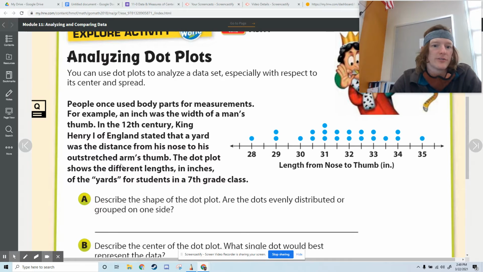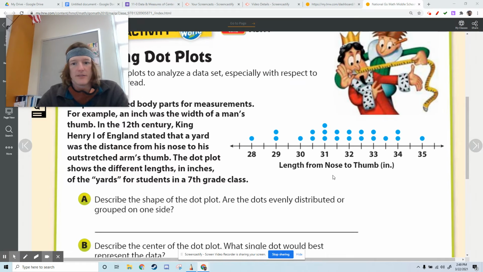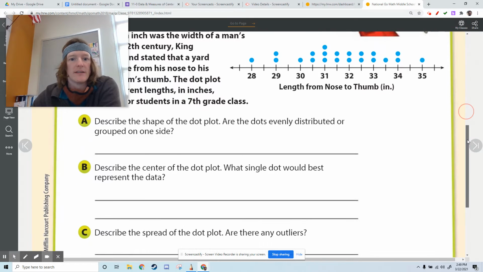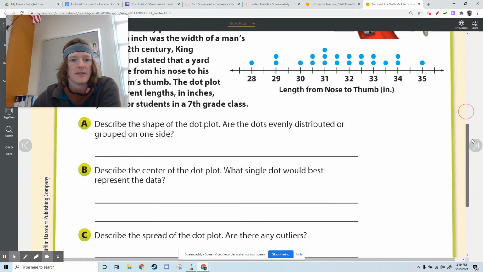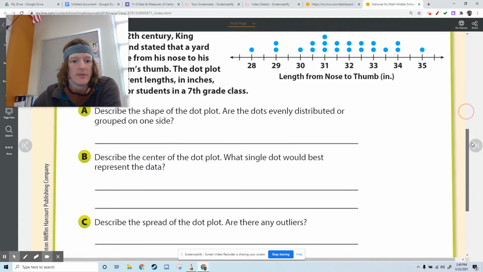The dot plot shows the different lengths in inches of the yards for students in a 7th grade class. So here's our dot plot. For one person, that was 28 inches from their nose to their thumb. For one person, that's 35 inches from their nose to their thumb. For 3 people here in the middle, we had 3 people that was 31 inches. So let's describe, for part A, describe the shape. We're going to do A, B, and C. And we'll do number 1 on the bottom too.